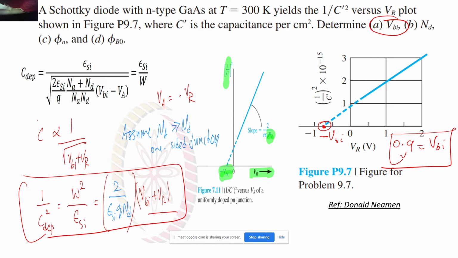Now this was the first part. Now I want to calculate the value of ND over here. Again look at this equation. Let me name it, equation number A. Again look at equation number A and tell me how I am going to find the value of ND. Just relate the graph with this equation number A.